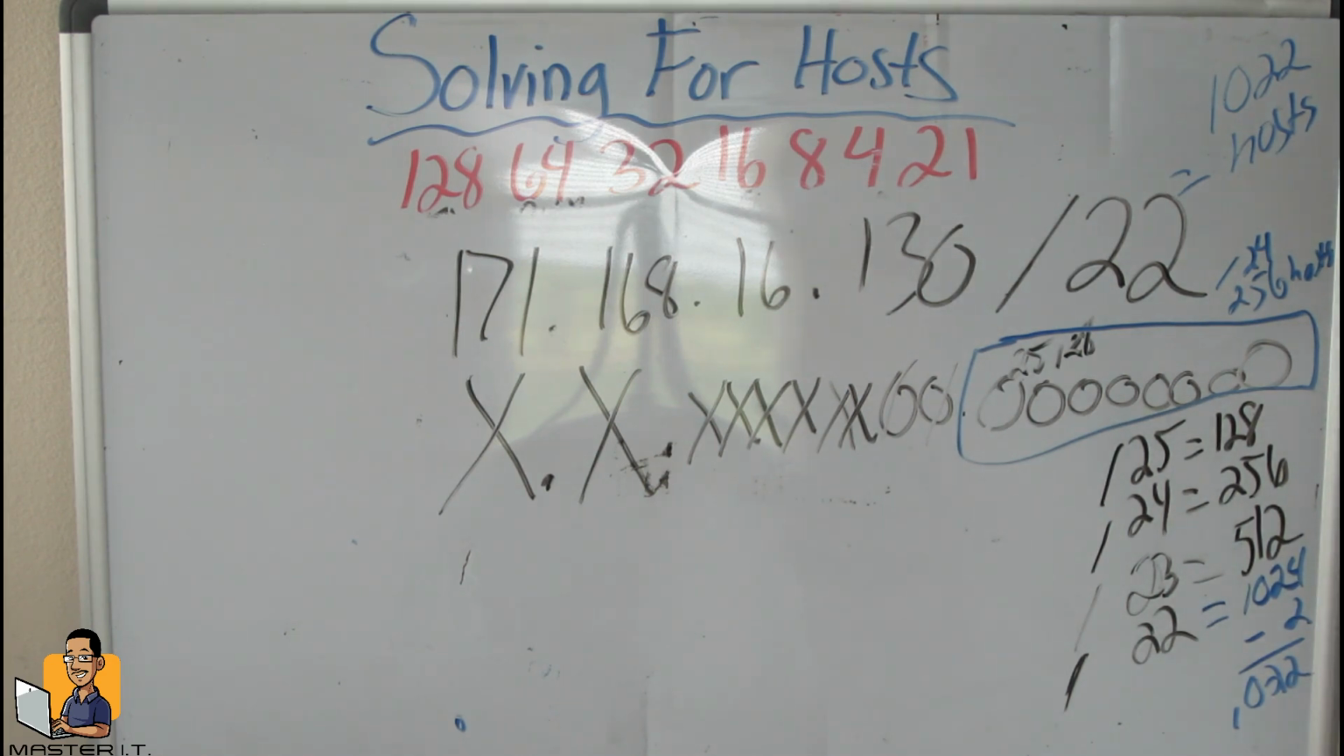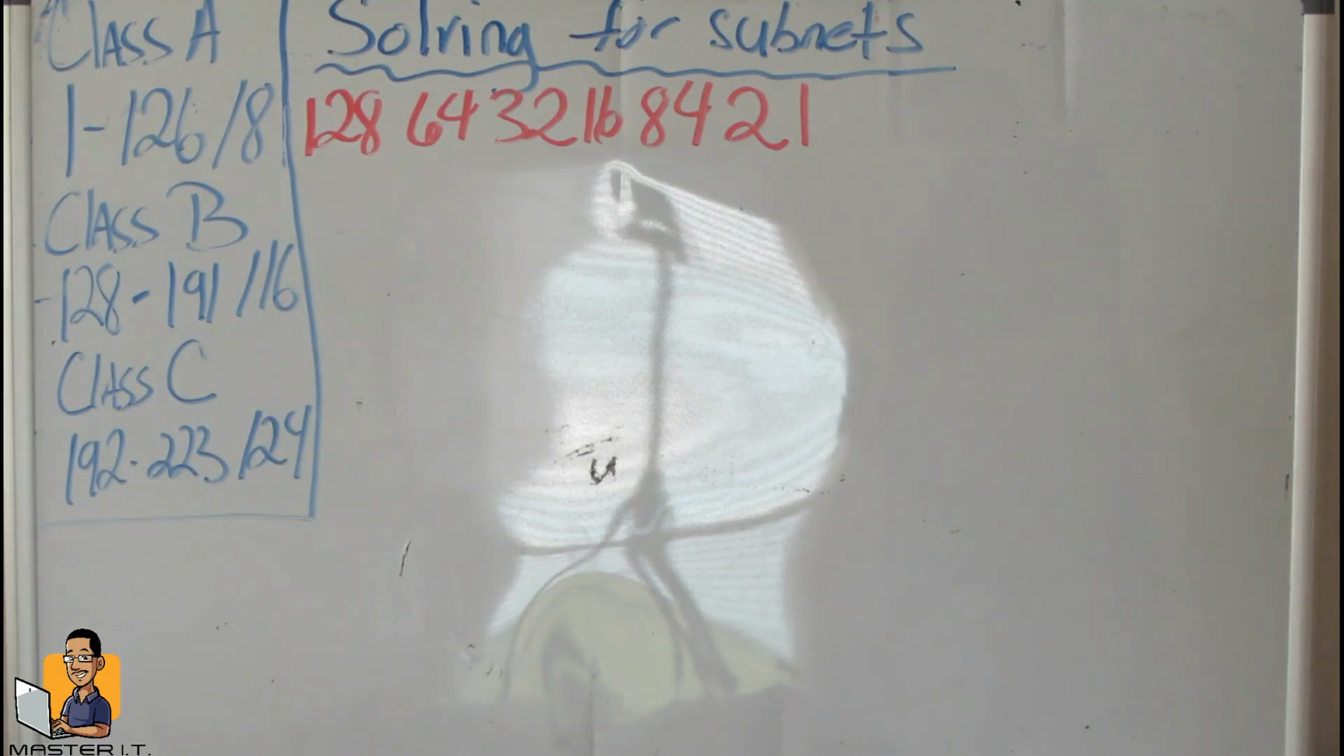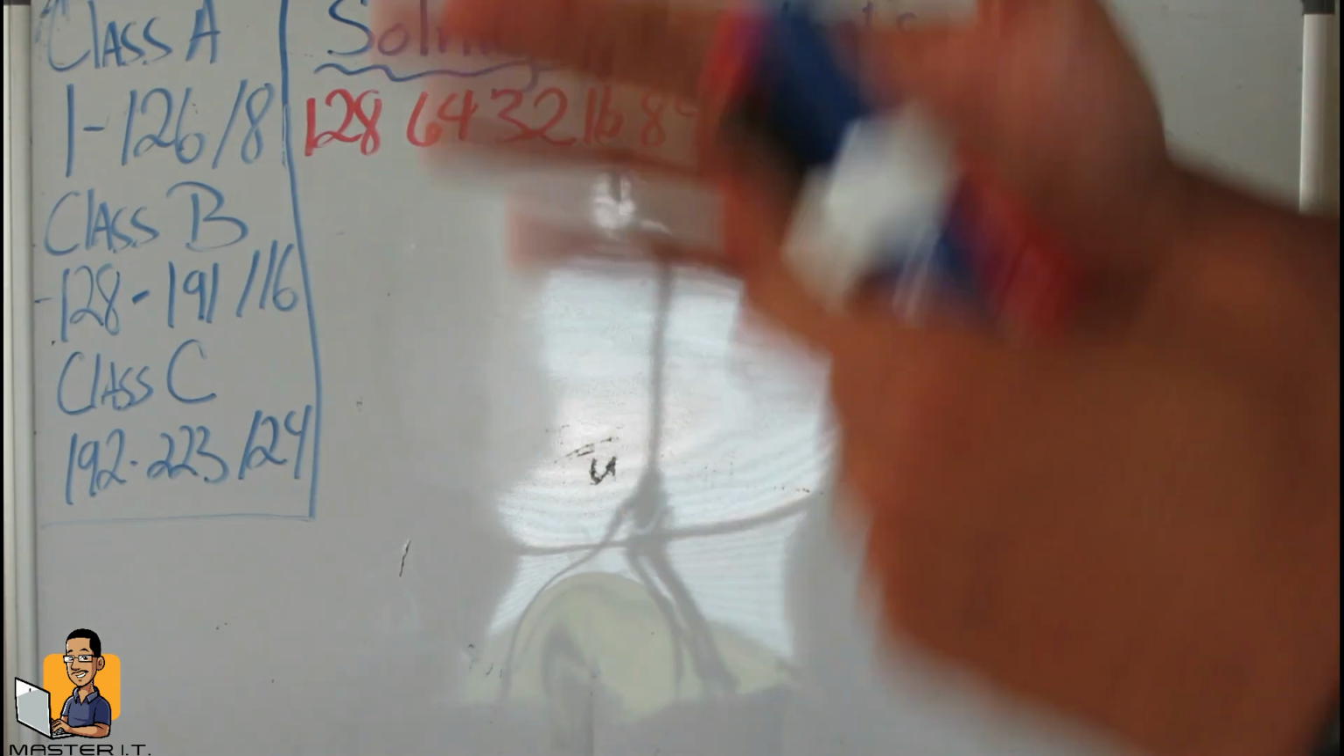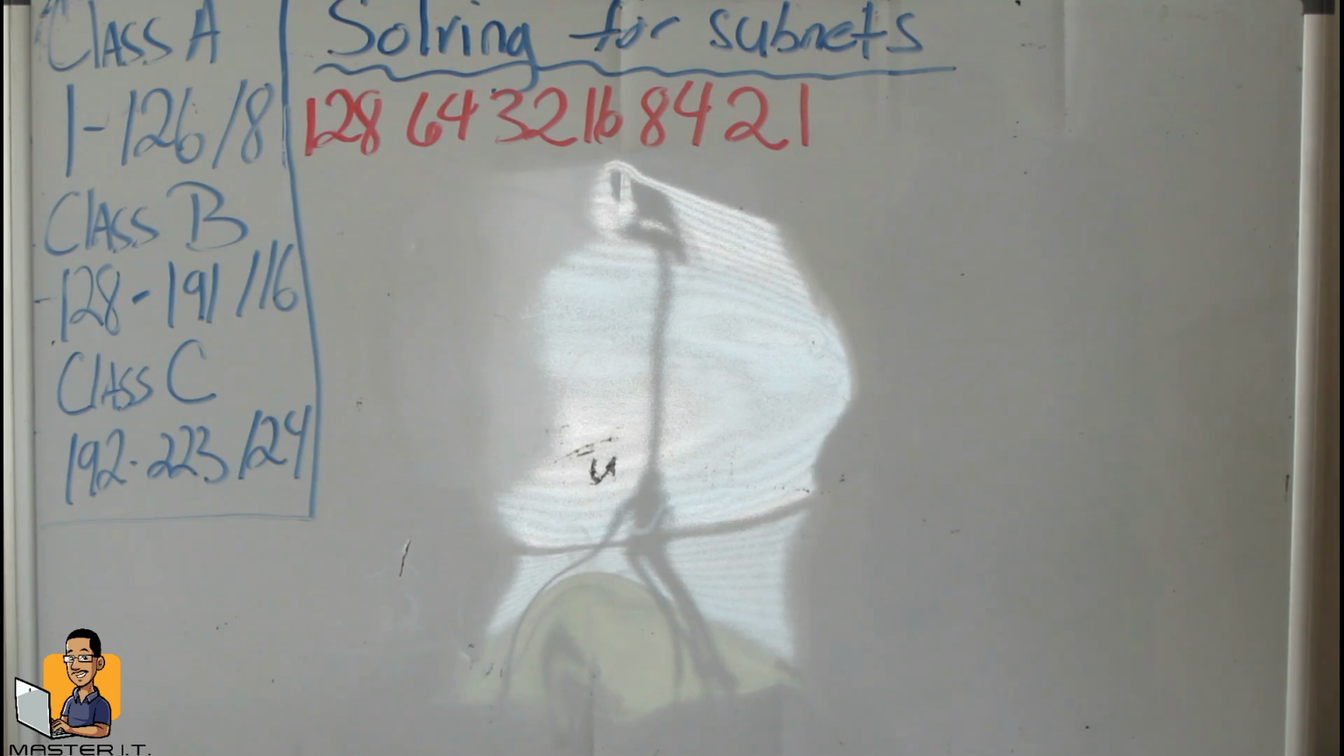So since we did this, now we solved for hosts. Now we got to solve for subnets. So let's go ahead and get into that. We solved for hosts. We figured out how to convert from decimal to binary. Now we're going to figure out how to solve for subnets and how many networks we can actually have on our network. So we can have the main network, then we have subnetworks underneath that network. So we figured out how many devices we can fit on every network, which was how many?